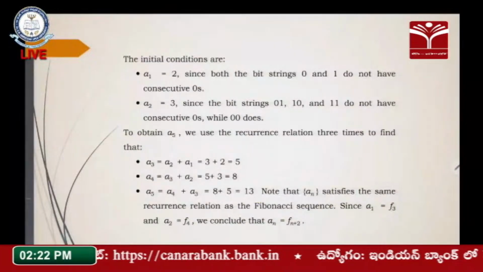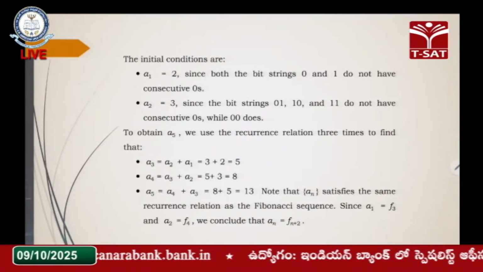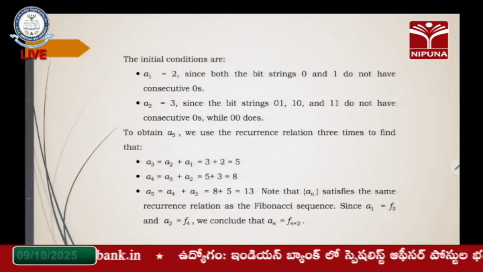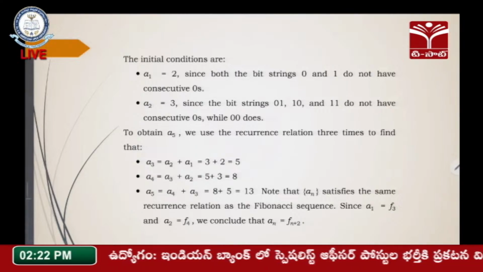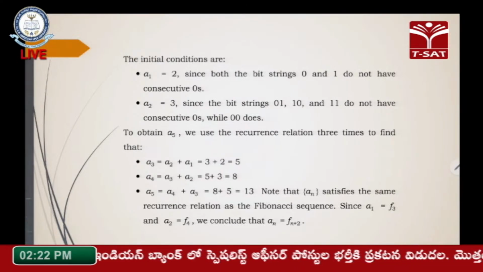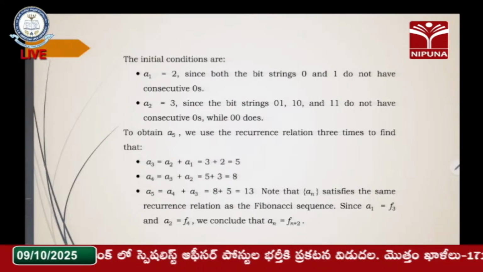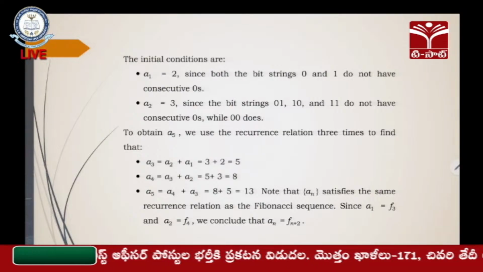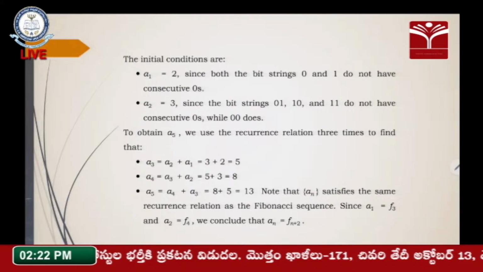So how to obtain initial conditions? We will take a1 is 2. Why is a1 2? Only one digit, it is either 0 or 1. The given condition, not having consecutive zeros, is satisfied. Suppose you take a2, as I told before, you have 0 0, 0 1, 1 0, 1 1. So we will have only 3, a2 is 3.